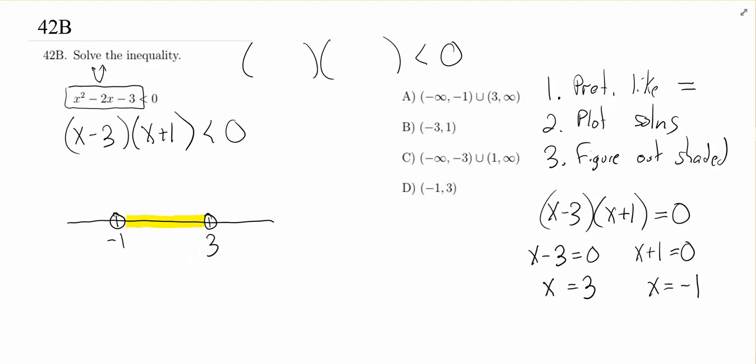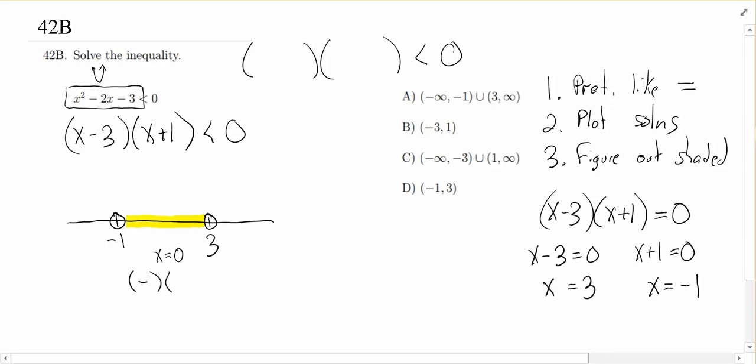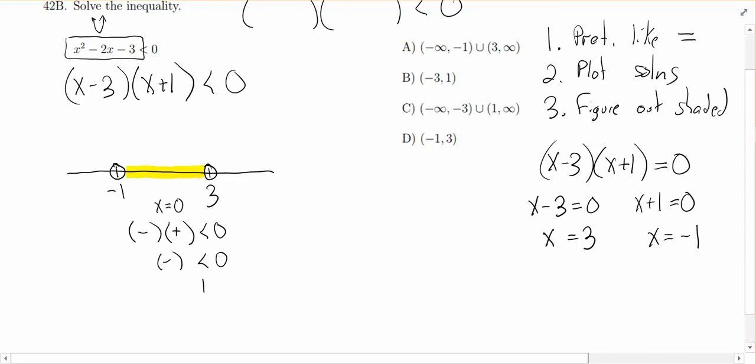So that's one approach we could take. The other approach we could take is by test points and say, let me test x equals 0, which is there in the middle. In the first parenthesis, 0 minus 3 is negative. In the second parenthesis, 0 plus 1 is positive. A negative times a positive is a negative. Are negative numbers smaller than 0? Yes, they are. That's a true statement, so we should shade it. And then we alternate, yes, no, yes, no. Since the middle is shaded yes, the outsides must be no's.